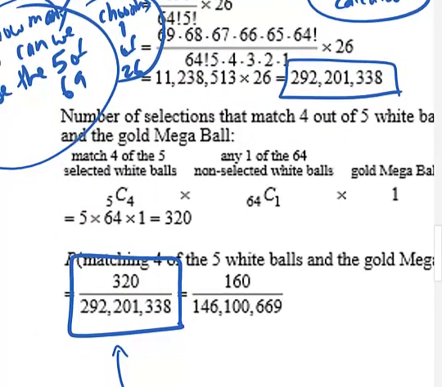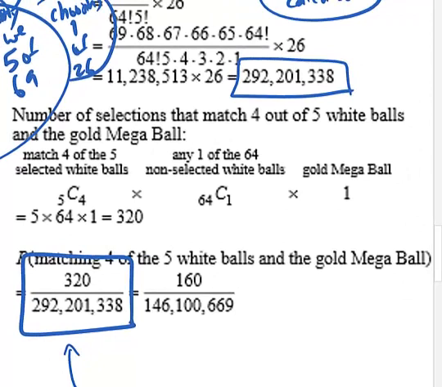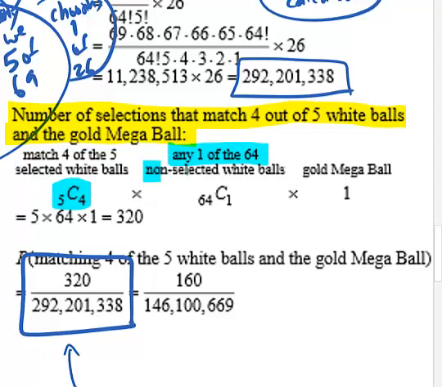4 of the 5 right. So you're asking yourself, okay, let me see. The number of selections that match 4 of the 5 white balls, I guess it's like the number of ways to choose 4 of 5 balls. So I only want to get 4 of the 5 right. So here it is, that's how I choose the 4 out of 5 that I want right. And then any one of the 64 non-selected white balls, because this will be how many ways there are to get 1 wrong.